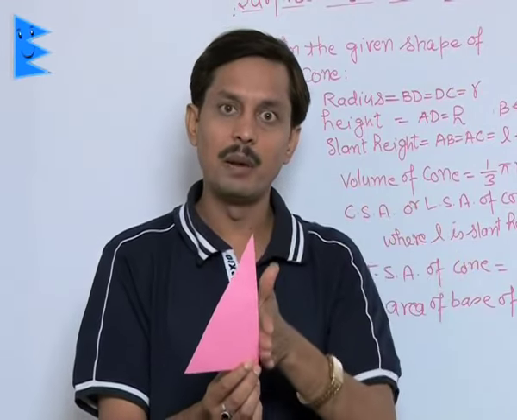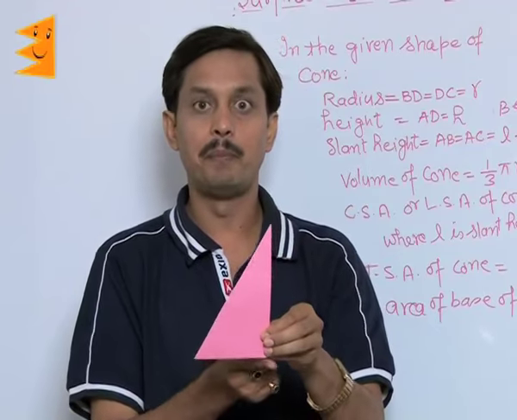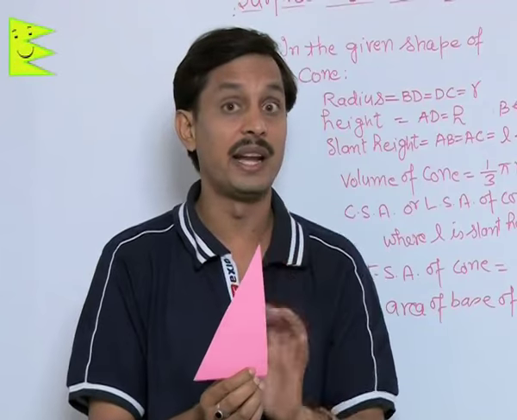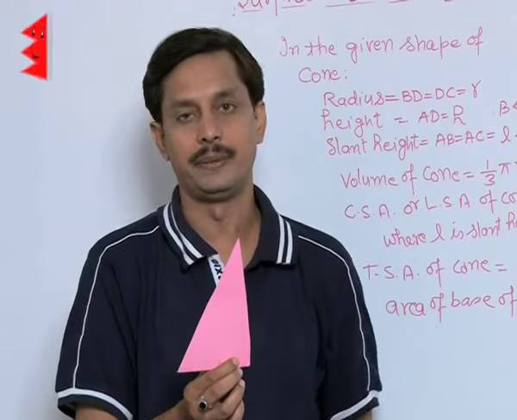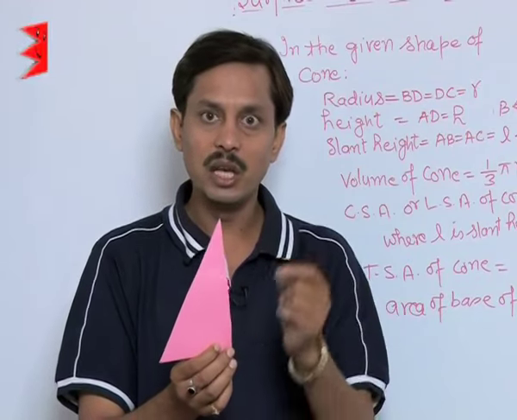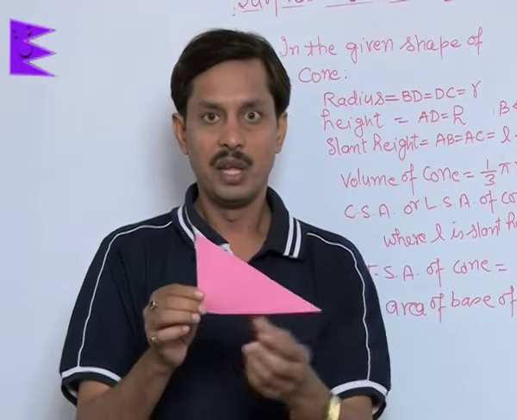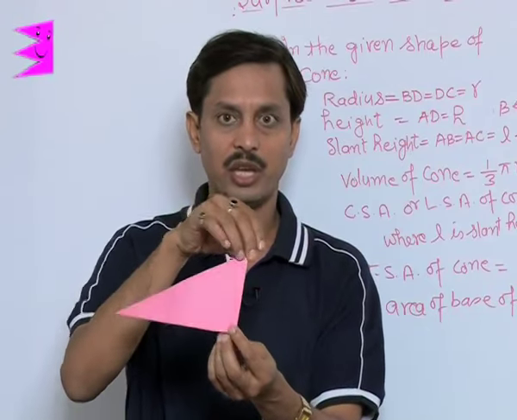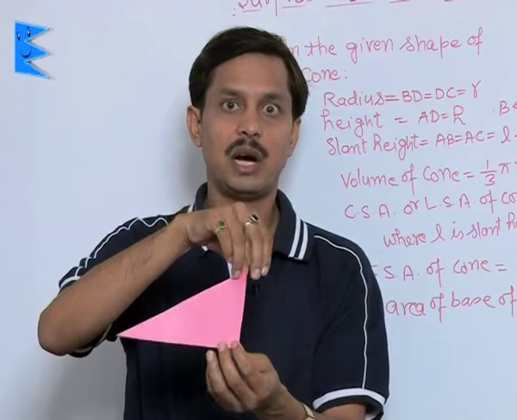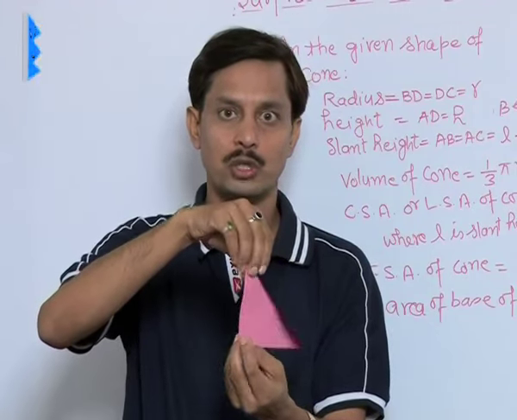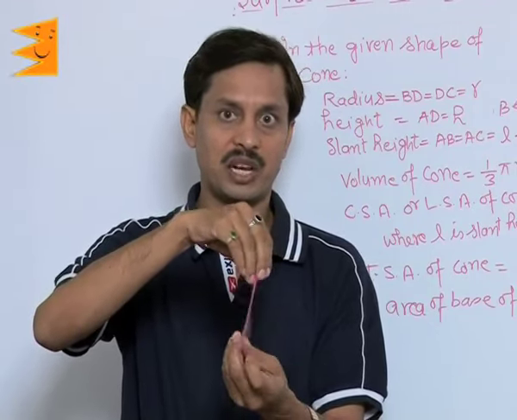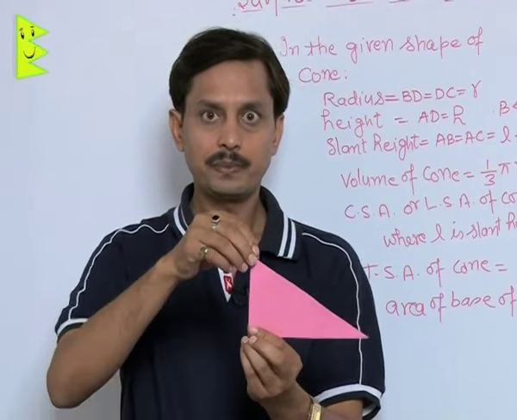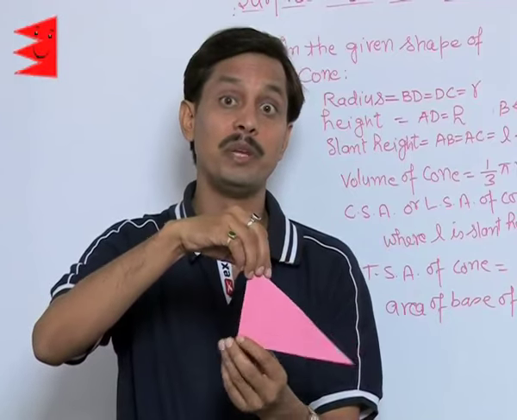The perpendicular will be the height of the cone and the base will be the radius of the cone, and the hypotenuse of the right angle triangle will be its slant height. In case you want to rotate it by keeping its base fixed, then again the space occupied in the rotation of this right angle triangle about its base will also form a cone.